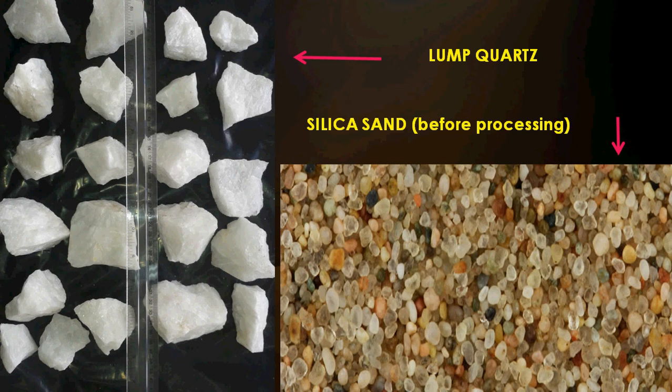So, on my left hand side you can see lump quartz. This was a big piece of quartz which has been broken into several pieces. On the right hand side it is silica sand. This silica sand is not processed, therefore, you can see there are black and brown and red grains of other minerals too.